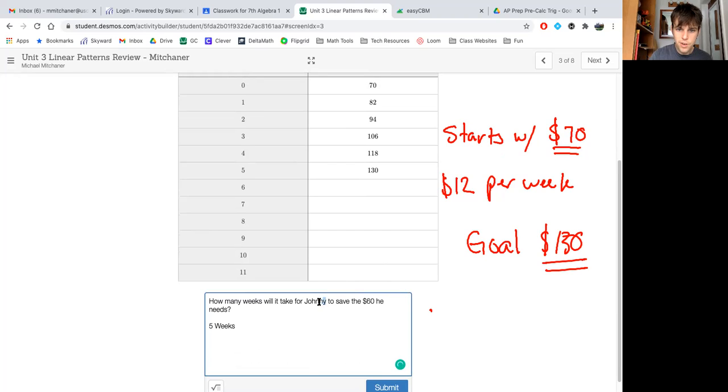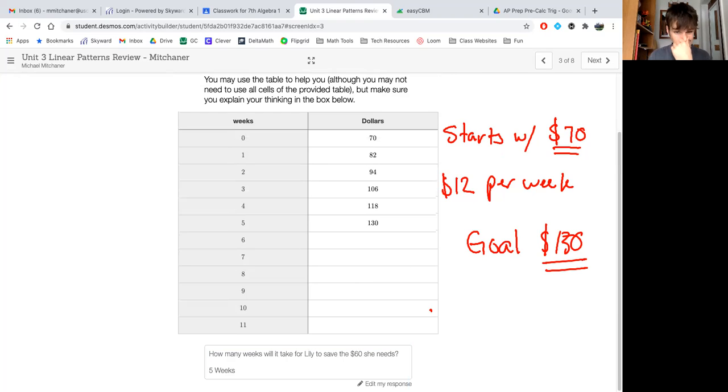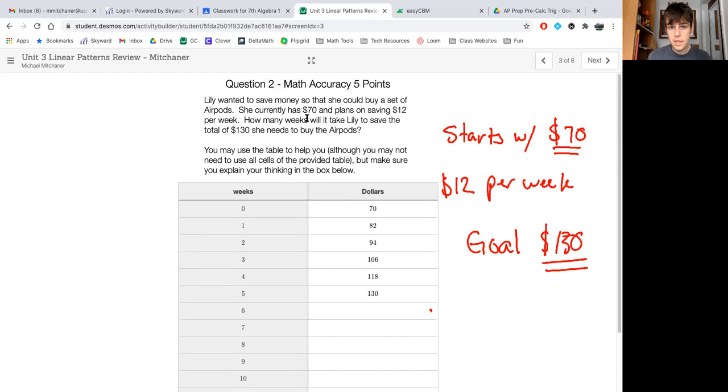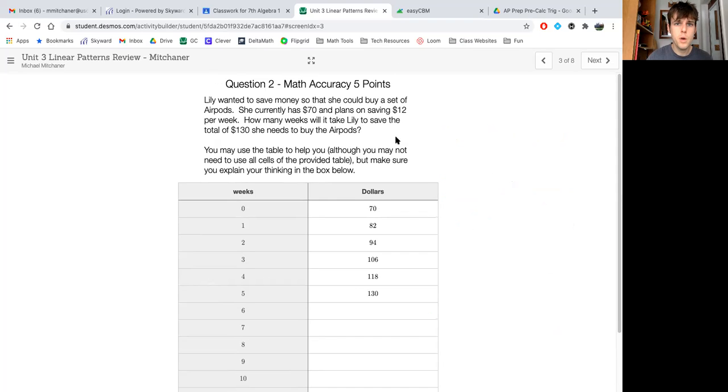That's silly, the name is wrong. I think maybe someone edited this, it should be Lily. How many weeks will it take for Lily to save the $60 she needs? Took 5 weeks. Submit. That's an interesting question though. It said $60, but remember our goal here was $130. That's because $60 is the difference between what she started with, $70, and her ending goal of $130. So it's important to notice that. Right, let me clear this and keep going forward.